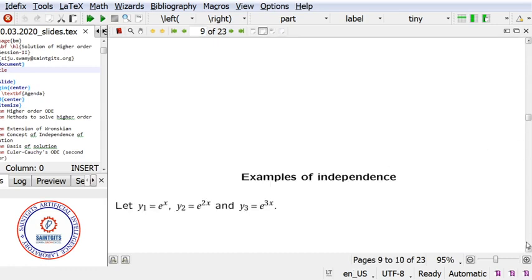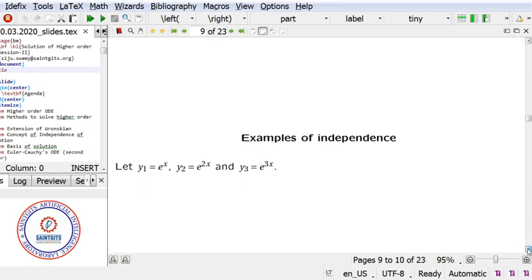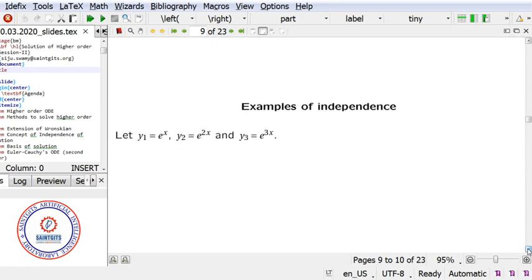Then we consider an example of linearly independent set of solution. So question is, we have given 3 solutions, y1 equal to e raised to x, y2 is equal to e raised to 2x and y3 equal to e raised to 3x. We have to check whether these set of solutions are independent or not, linearly independent or not. We are going to use the Wronskian method.